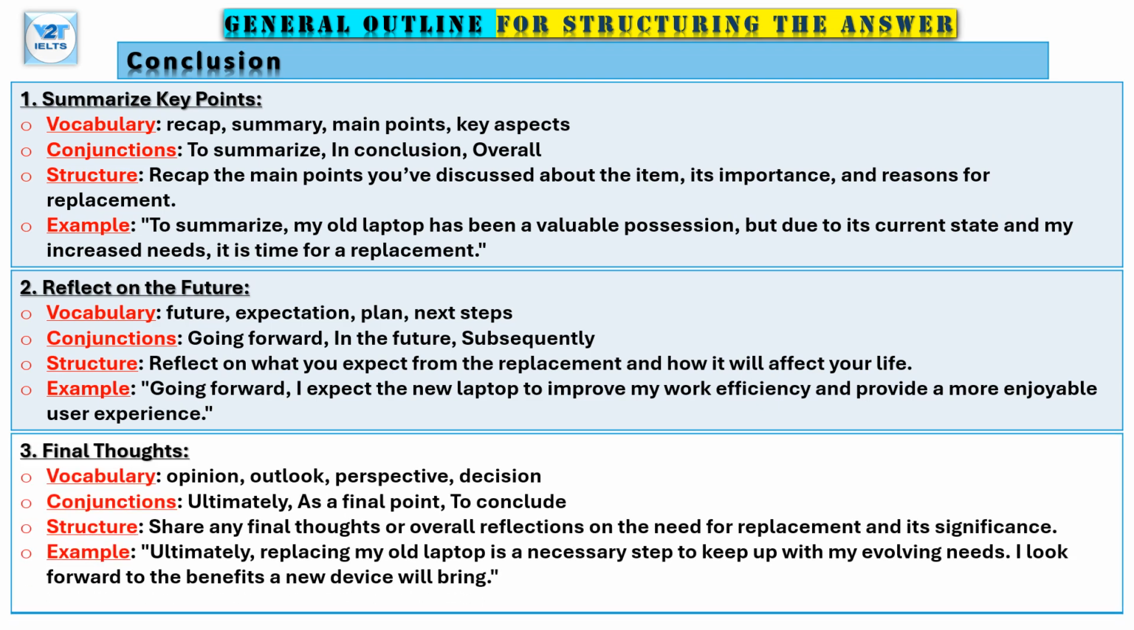3. Final thoughts. Vocabulary: opinion, outlook, perspective, decision. Conjunctions: ultimately, as a final point, to conclude. Structure: share any final thoughts or overall reflections on the need for replacement and its significance. Example: ultimately, replacing my old laptop is a necessary step to keep up with my evolving needs. I look forward to the benefits a new device will bring.